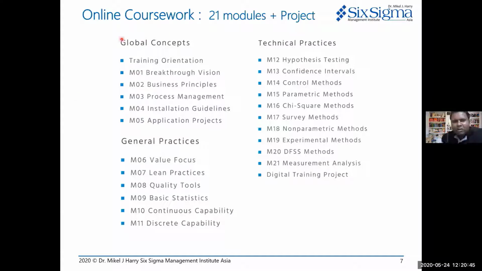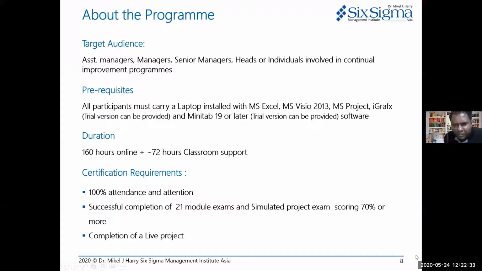So I told you about the modules. If you take the black belt program, there are 21 modules, and there is a digital training project. If you're following a green belt program, the industrial program has 17 modules, and the commercial or services program has 18 modules. The total number of hours in the black belt program is 160, and the green belt program is half of that, which is 80 hours. Let's look at prerequisites for the program.